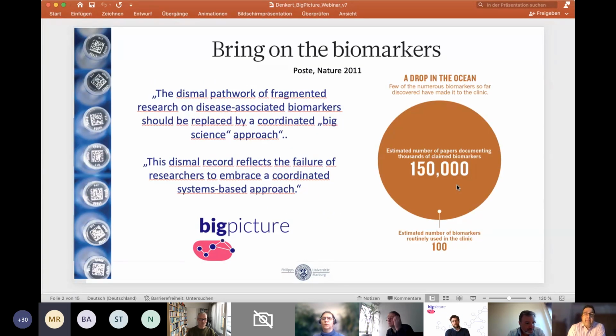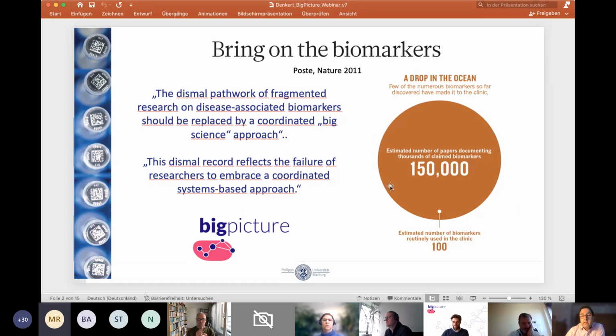In 2011, 10 years ago, there was a commentary by George Poste in Nature, where he basically said that biomarker research must reach a new and better level. He said the dismal path of fragmented research on disease-associated biomarkers should be replaced by a big science approach, and that there is a failure of researchers to do the research in a coordinated way.